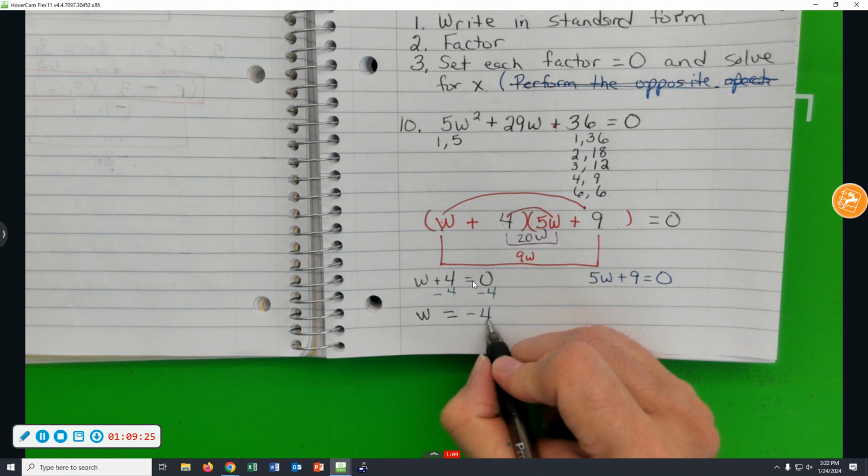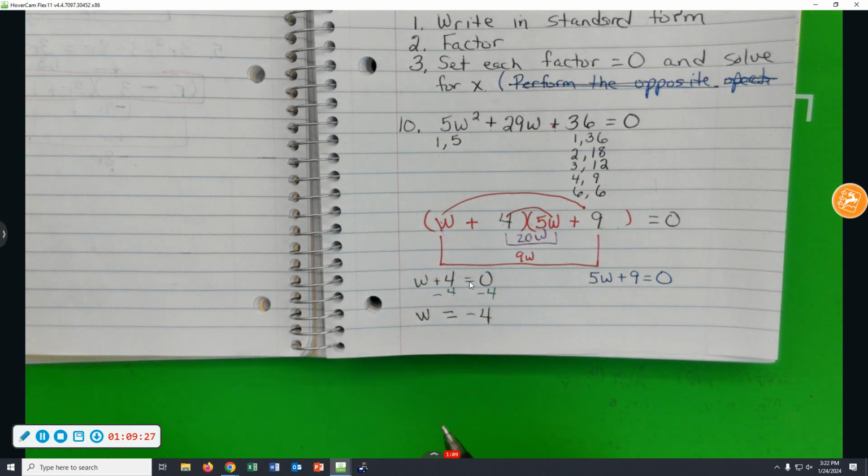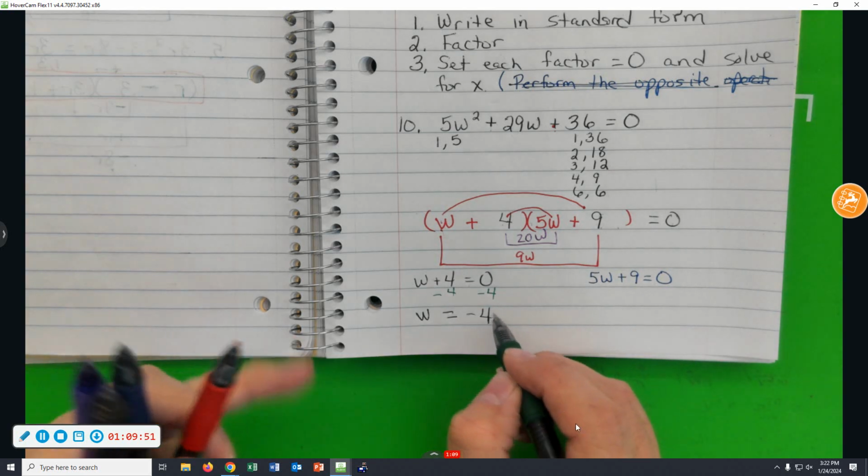This equal sign is like a balance, one of them old-fashioned scales. He took 4 pounds away from the left side to maintain the balance. He has to take 4 pounds away from the right side. So we found the first solution, -4. If we plugged in a -4 there and there and simplified, we'd make the left side equal 0. Circle that -4.